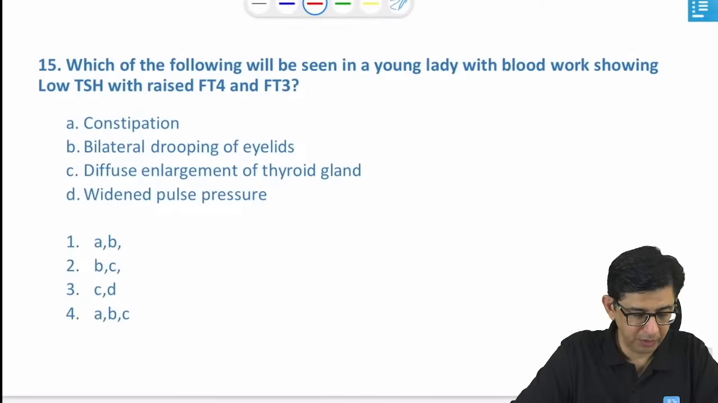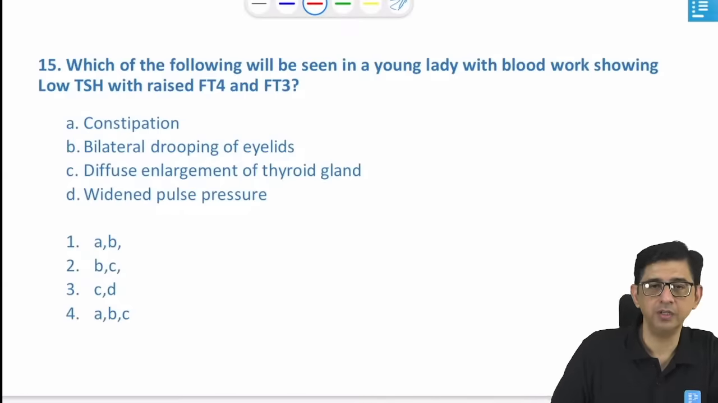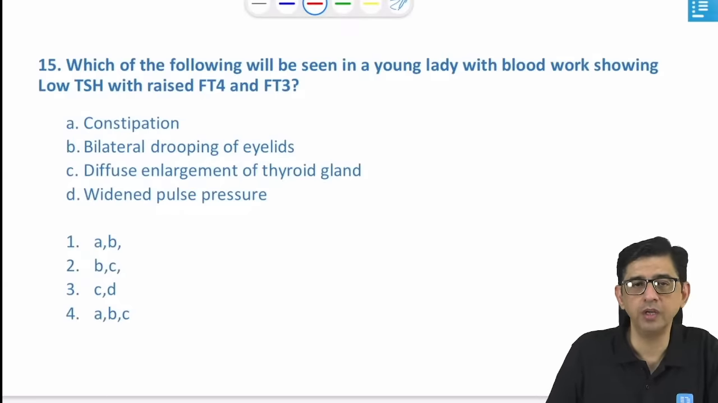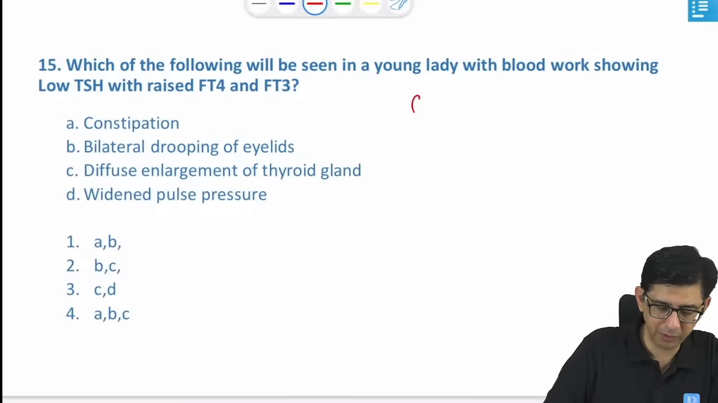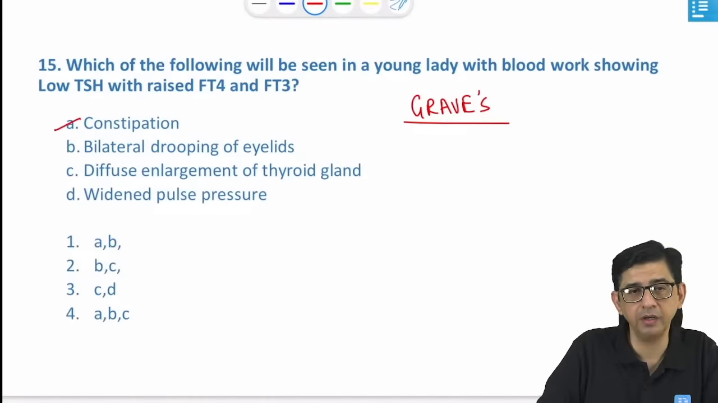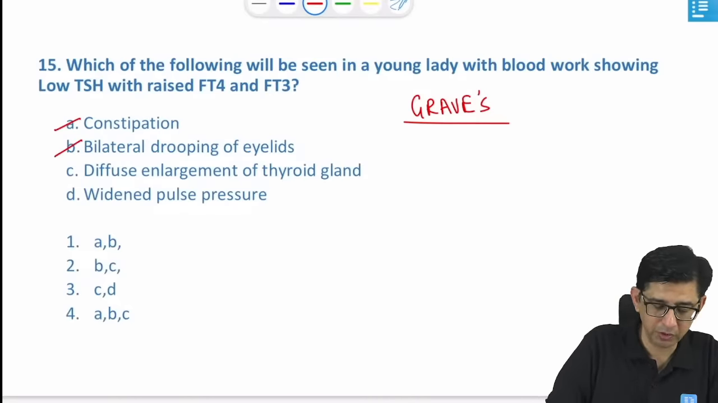Okay. Let's look at the next one. You have to answer as 1, 2, 3, 4 instead of ABCD because I'm not able to pick it up usually. Anyway, I'm having a patient, a young lady, blood work showing low TSH with raised T4 and T3. So the diagnosis in this patient is Graves' disease. And in Graves' disease, we will not be having constipation, we will be having diarrhea, we will be having proptosis. So options A and B are outrightly in your face.